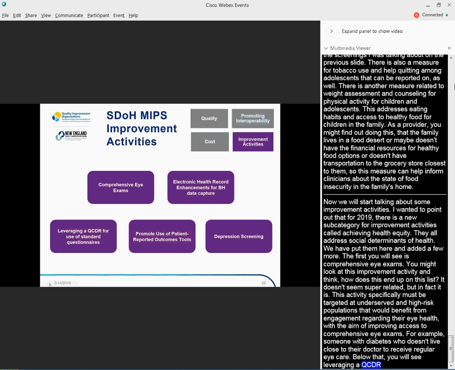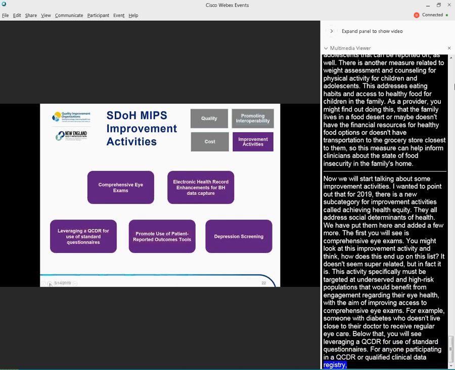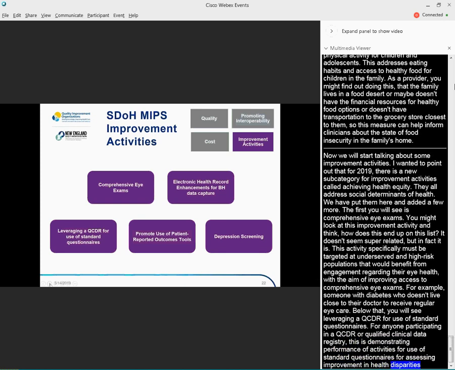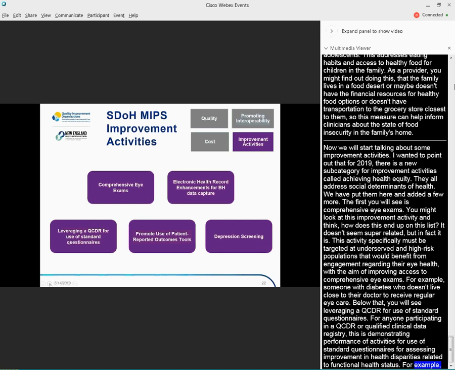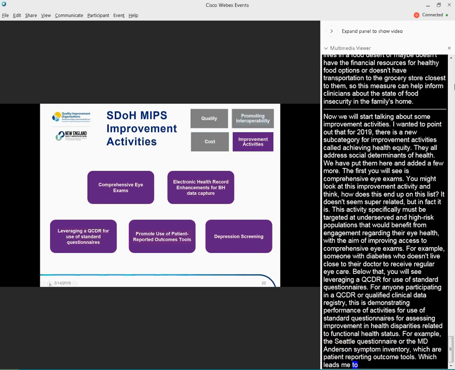For anyone who is participating in a QCDR, or Qualified Clinical Data Registry, this is demonstrating performance of activities for use of standard questionnaires for assessing improvements in health disparities related to functional health status. So, for example, the Seattle Angina Questionnaire or the MD Anderson Symptom Inventory, which are patient-reported outcome tools, which leads me to the next improvement activity, bottom middle, promote use of patient-reported outcome tools. So this could be using the PHQ-2 or 9 to address depression or the wound quality of life patient-reported tool.